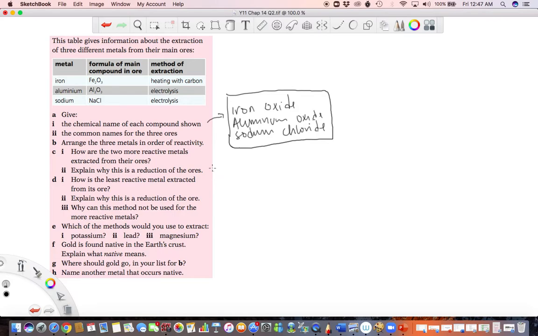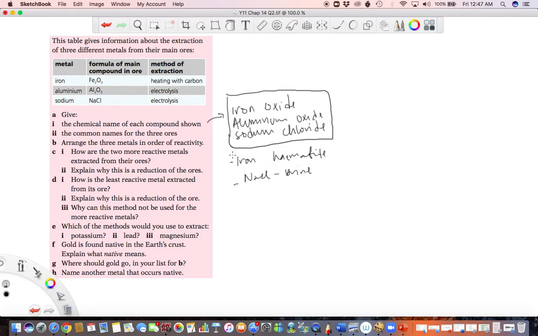Now the common names for the 3 ores, well, the iron one is called hematite, and of course the sodium one is essentially called brine. But aluminium, and actually sodium and aluminium are no longer in your syllabus. If you open the textbook, they no longer talk about extracting them. But this snapshot is from an older textbook that I have a soft copy of.